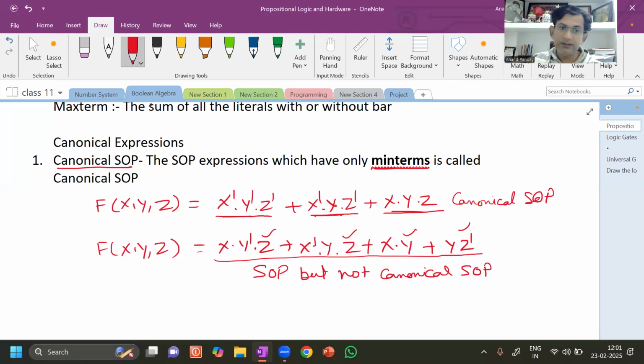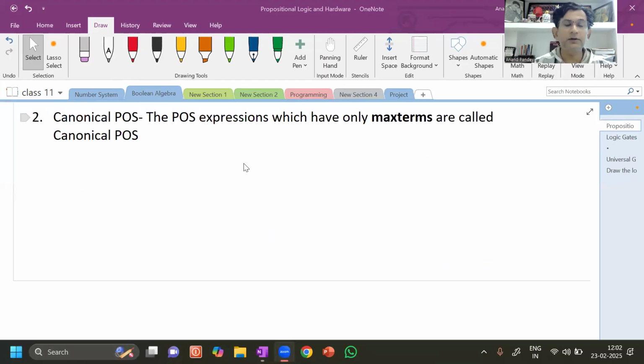Okay. So please remember this difference. Canonical SOP: the SOP expression which has only min terms is called canonical SOP. Like that, the other one is canonical POS. The POS expression which has only max terms is called canonical POS. Let me explain with this example.